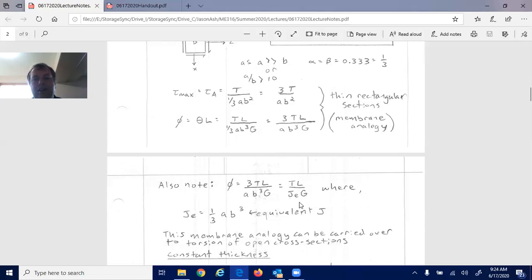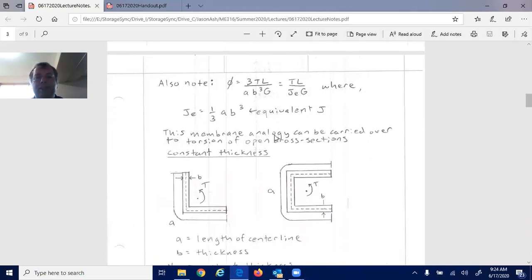And so we can pose this back to what we knew as the torsion angle of twist for a circular section. We're just finding an equivalent polar moment of inertia for this rectangular cross section. And so we kind of see how things fit there. This concept will be used when we start looking at inconsistent thicknesses along the shape of the cross section.